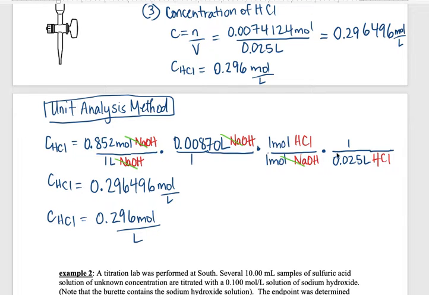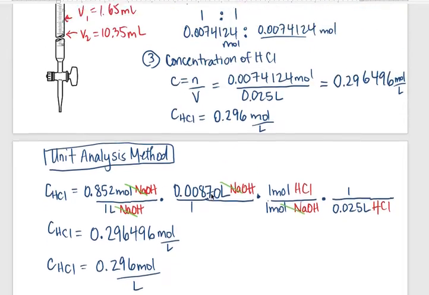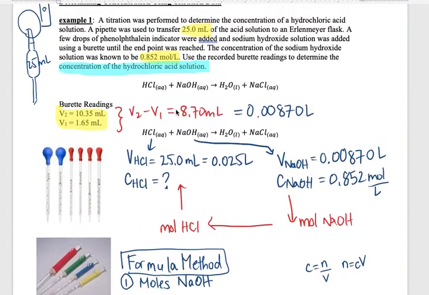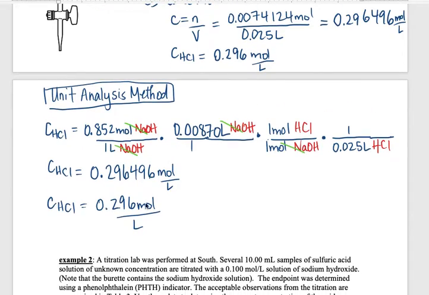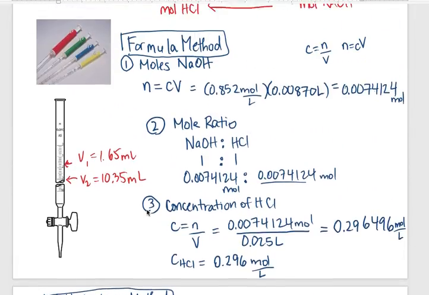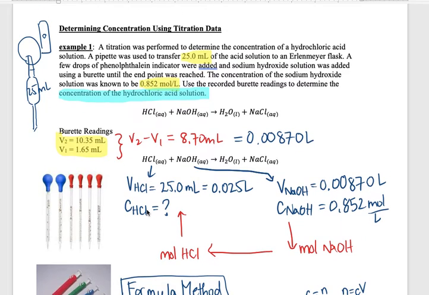So when you calculate all of those out, you get the same answer as the formula, people, and we're just going with 3 sig figs here, 3 digits, to get 0.296 mole per liter. All right, so there is our first titration example.